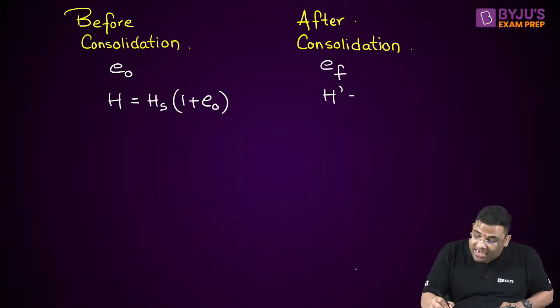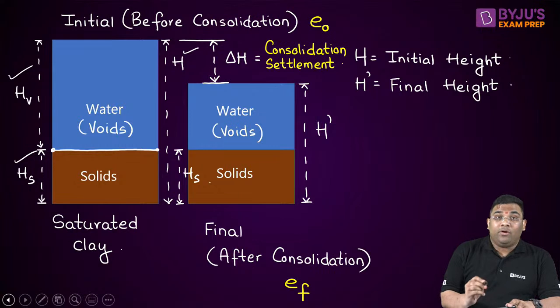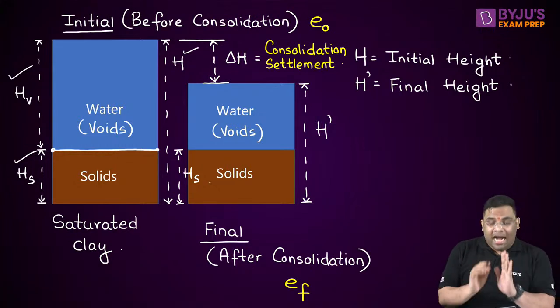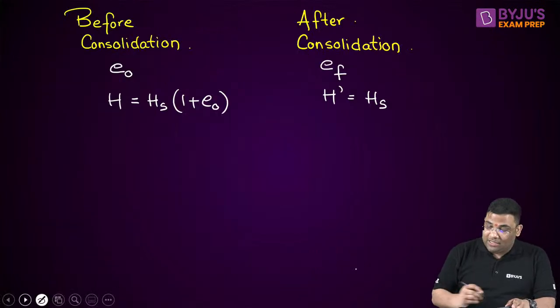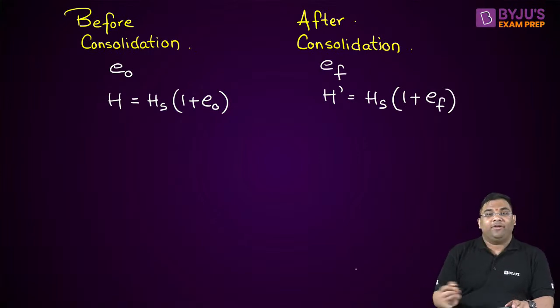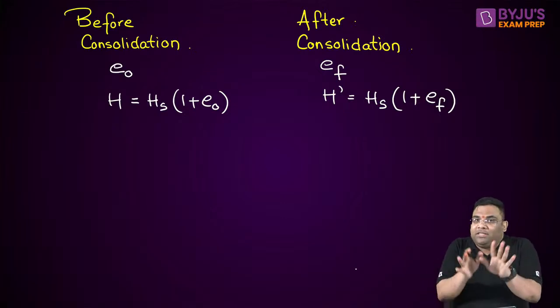Similarly, this final height will be how much? This final height will be height of solids, because the height of solids will not change, na? You see, before and final means what? Initial condition and final condition. The height of solids is not changing, so that is constant. So I can write down this as height of solids 1 plus what? Final void ratio. Understood? Now somebody has not understood, that is also fine, because this is just a derivation.